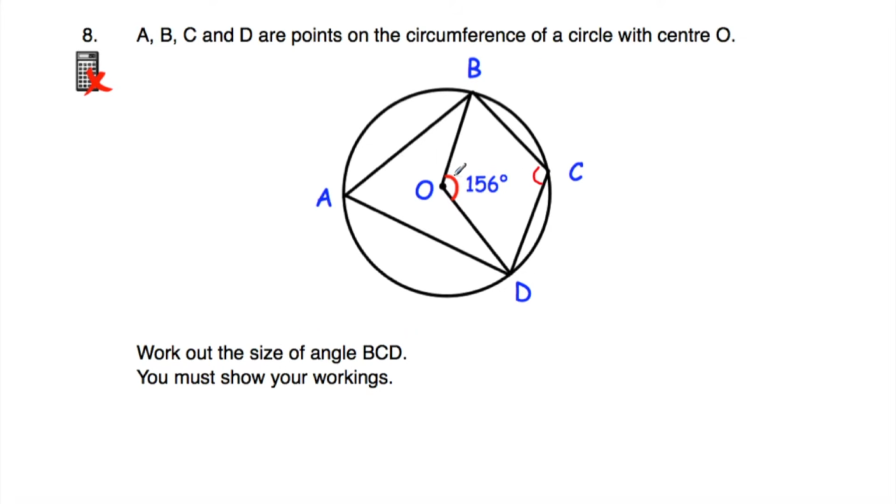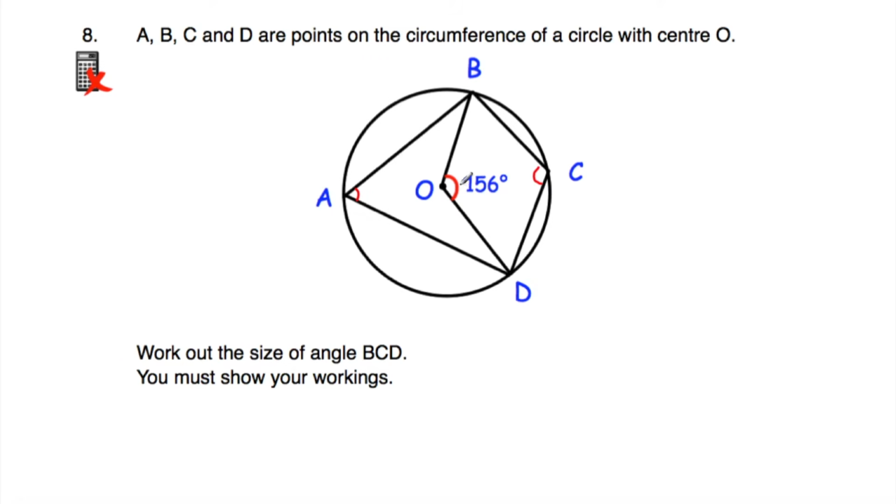One approach is, because we know the size of the angle at the centre, we could half that to find the size of this angle here, the angle at the circumference. Then if we have a look at A, B, C, D, that's a quadrilateral, and the opposite angles in a quadrilateral add together to be 180 degrees. So we could then just take this answer away from 180 to find the size of that angle, angle BCD. So that's one approach we could use, and let's actually do that one to begin with.